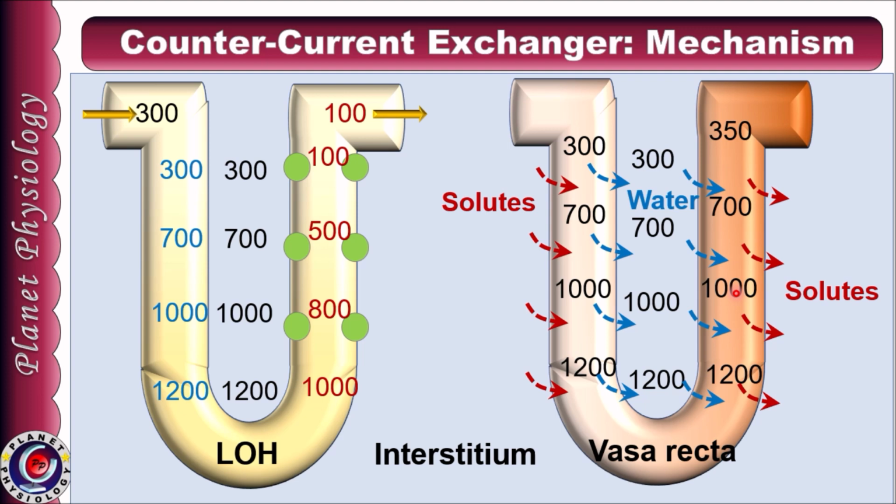So, once again interstitium regains its hyperosmolarity and the blood that leaves the vasa recta has osmolarity of about 350 milliosmoles per liter. So only minute quantities of salts are lost. Thus, exchange of solids between descending and ascending limbs of vasa recta helps to maintain hyperosmolar medullary interstitium.